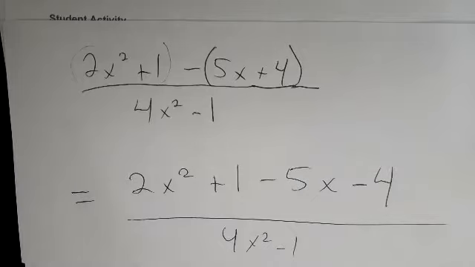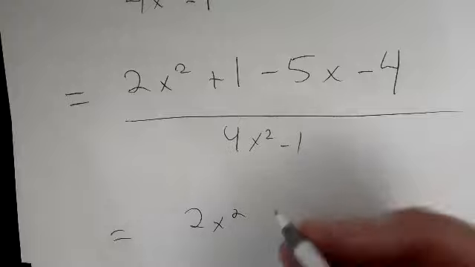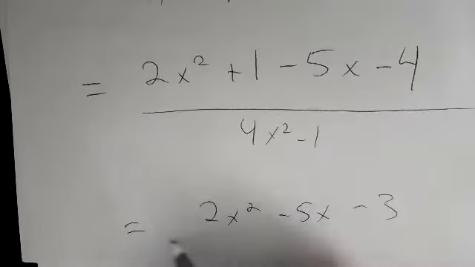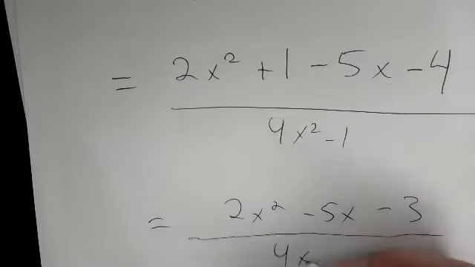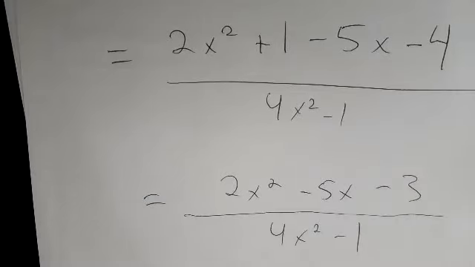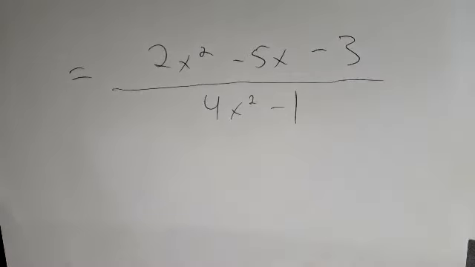All right, so I think there's some like terms I can combine, probably a specific order I want to put this thing in. So I'm looking at my x squared terms. I have 2x squared. I got a minus 5x. I got a minus 4 and a plus 1 is going to give me minus 3. I got 4x squared minus 1 on the bottom. Okay, so now I have done the subtraction step. I have combined like terms.